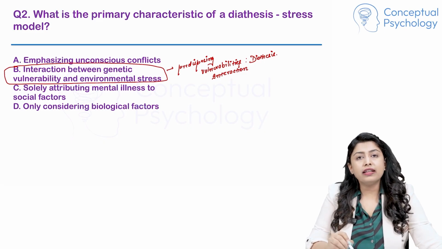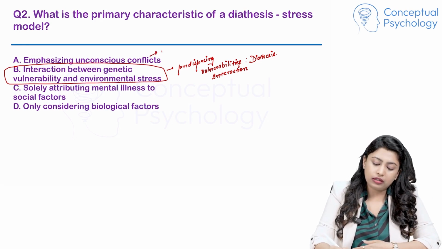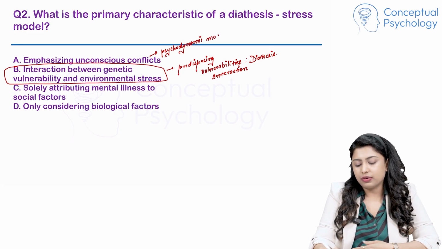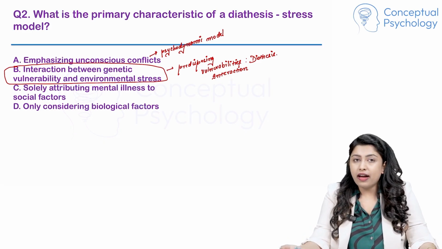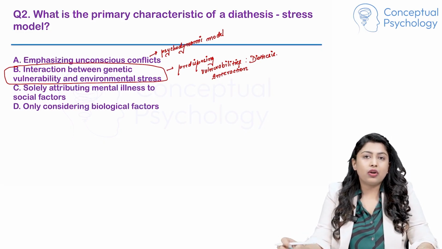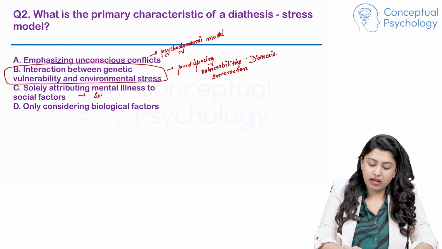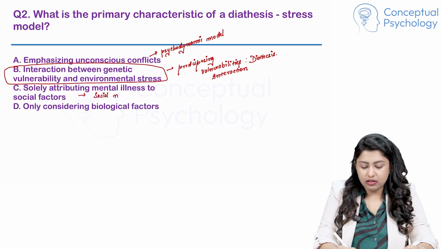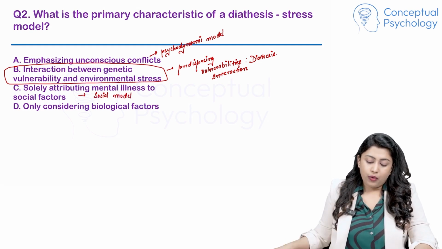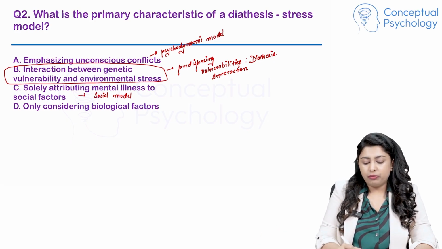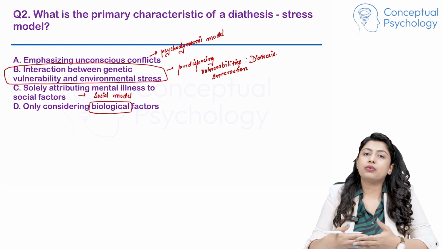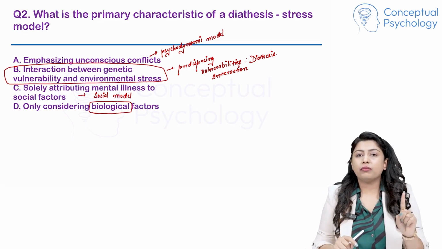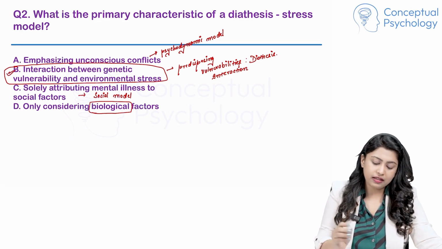Now, emphasis on unconscious conflicts is a characteristic of the psychodynamic model rather than the diathesis stress model. Solely attributing mental illness to social factors would be a purely social model, not a diathesis stress model, where we are looking at only the social factors. Only considering the biological factors would purely be a biological model. So mental disorders result from the interaction between predisposing vulnerabilities and environmental triggers, not from a single factor alone. Hence, B is the correct option.